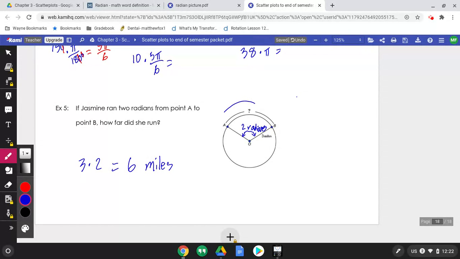Okay, so please get into It's Learning, complete the assignment. There will be one that's kind of asking you to do something a little backwards. It's kind of a challenge problem. Do your best on it.